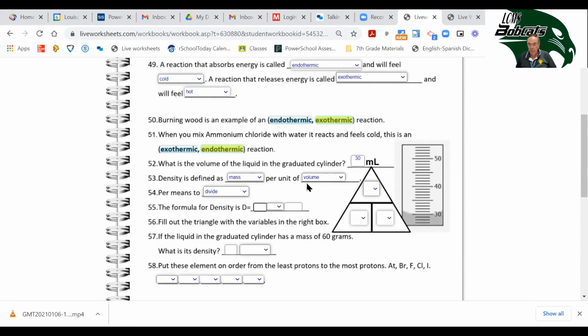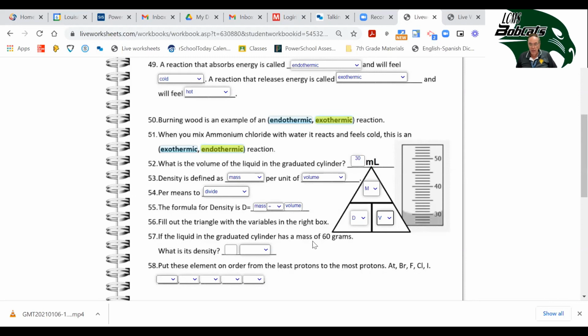Now, if you've got this part, then you know that the formula for density is mass, per means divide, by volume. So it's mass divided by volume. The triangle. So we have density. What's on top, because it's divided by, is mass. And then this fraction bar is mass over volume. That's mass divided by volume. So now if we fill in the numbers and they're up and down, we divide the top by the bottom. If they're next to each other, we would multiply.